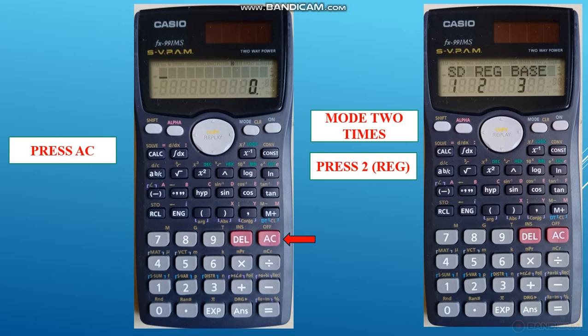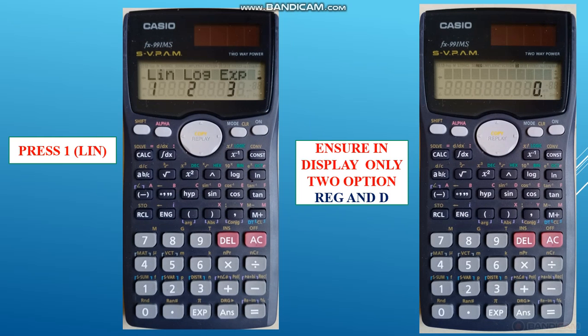In the REG option, if you press 2, you will get the options like this: LIN, LOG and EXP. Now we are going to solve the linear model, so you want to press 1. That is LIN. So you press 1.